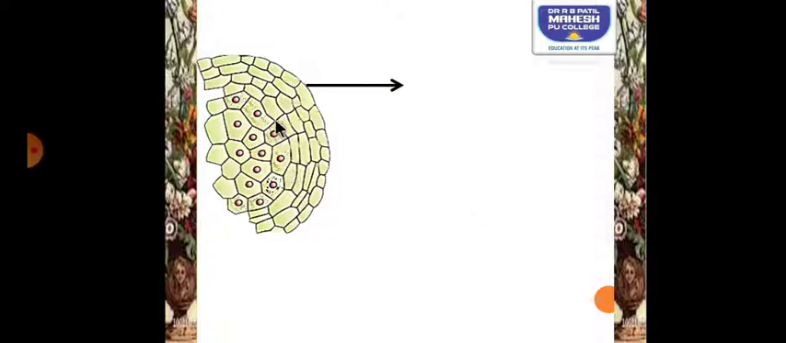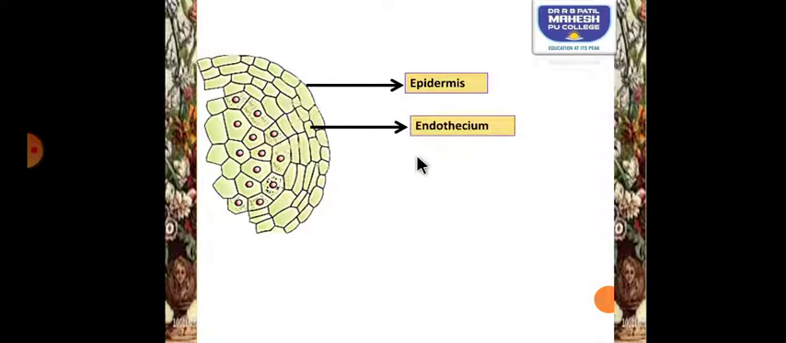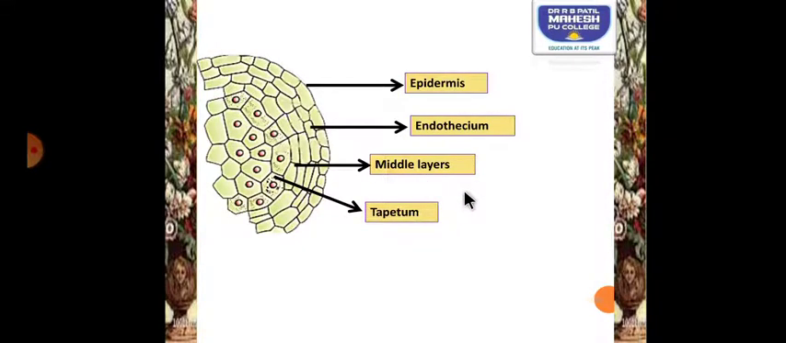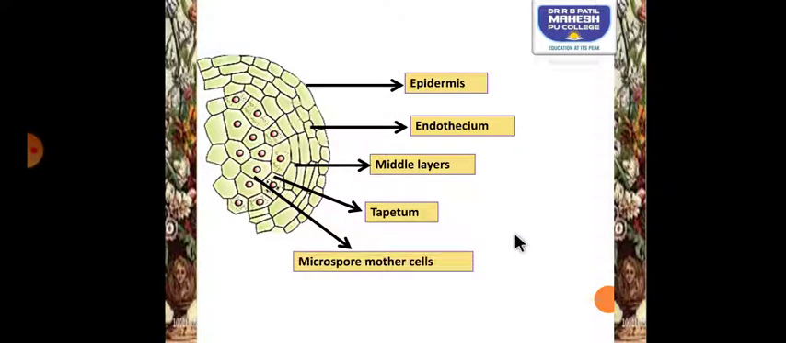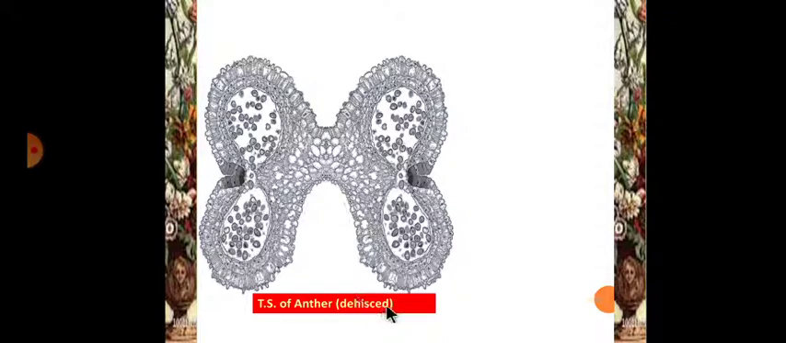Now, this is an NCERT image. The outermost layer of the anther is called the epidermis. Next to the epidermis, the layer which is present is called the endothecium. Next to the endothecium, 2 to 3 layers of cells which are present are called the middle layer. The next layer which is present is called the tapetum. Next to the tapetum, the group of cells which are present are called sporogenous tissue, which are going to develop into microspore mother cells.